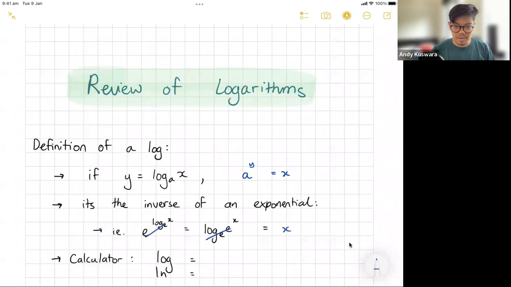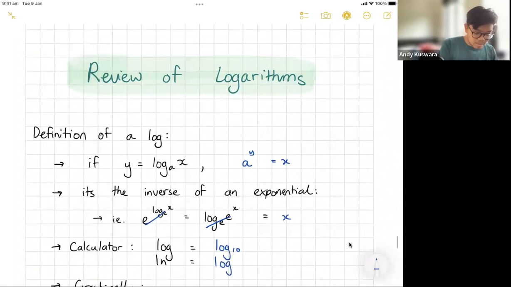And also another thing to note is in your calculator, you'll have two buttons. One will say log, the other one will say ln. So log means that we're dealing with log base 10. ln means that we're talking about log base e. And this is the one that we end up using for most of our mathematics. It's not that we don't use the other one, it's just you'll probably use ln a lot more.